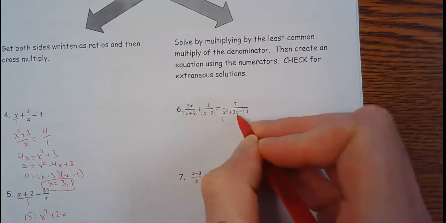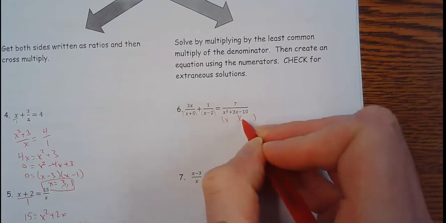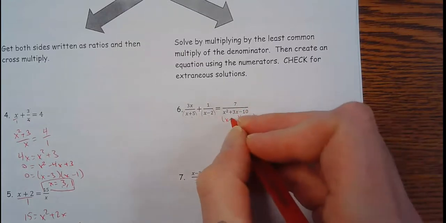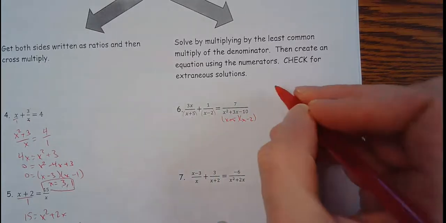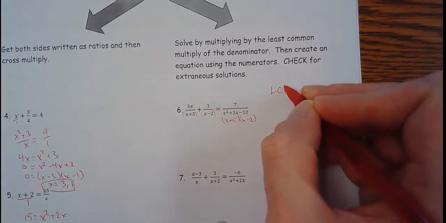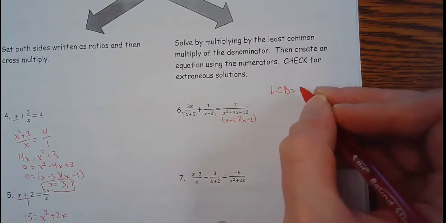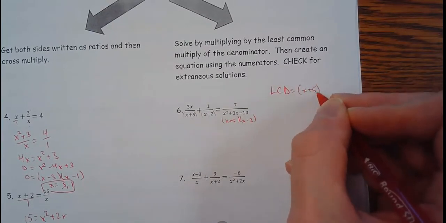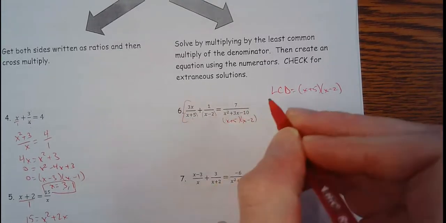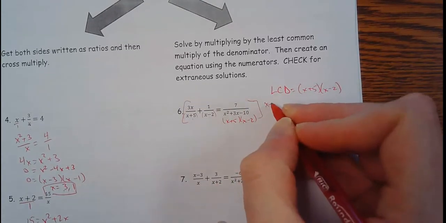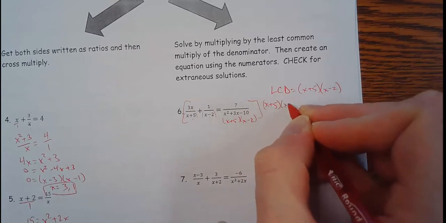And then let's check to see what this one is. So if I factor this out, it is plus 5 minus 2. So it looks like the least common multiple, or denominator, we can call it either one, least common denominator is x plus 5 times x minus 2. So I want to multiply everything by that. Okay, so I'm going to take this whole equation by x plus 5 times x minus 2.